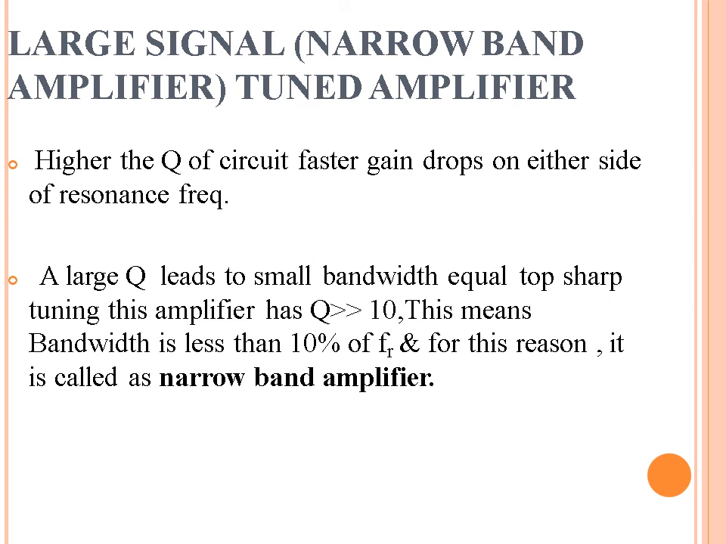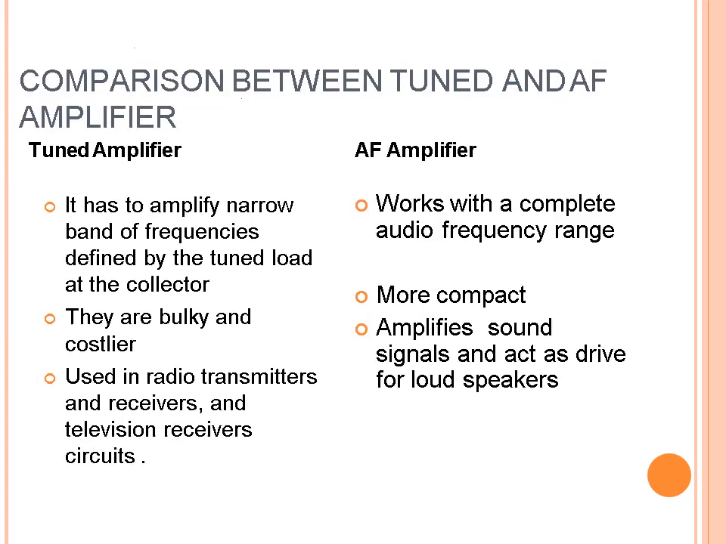This amplifier has Q very much greater than 10. This means the bandwidth is less than 10% of fR. For this reason it is called a narrow band amplifier.